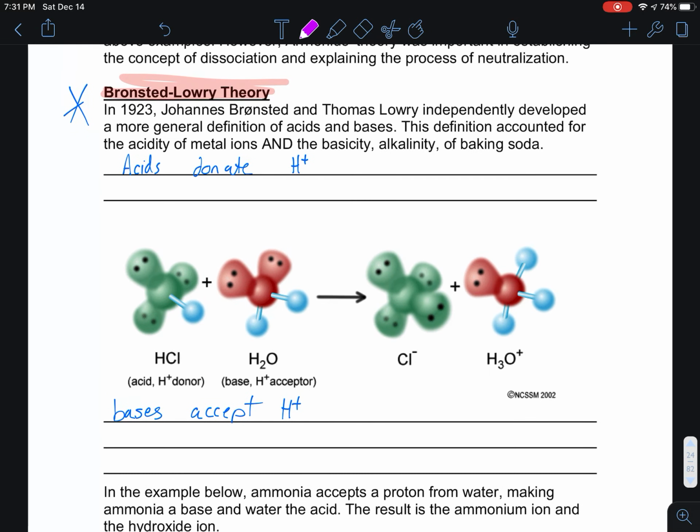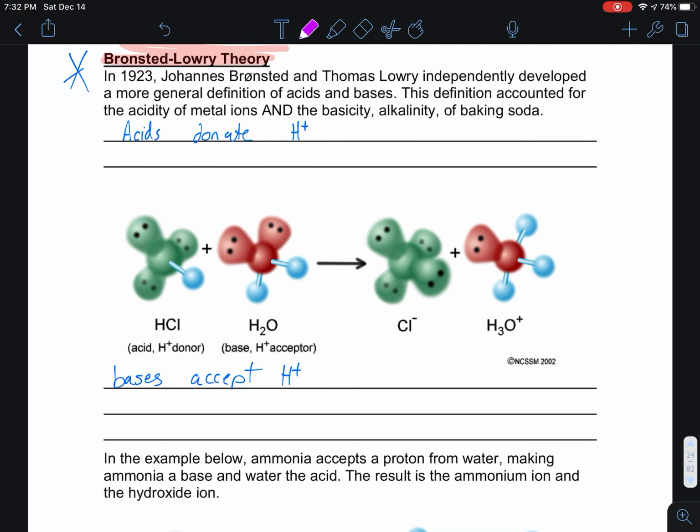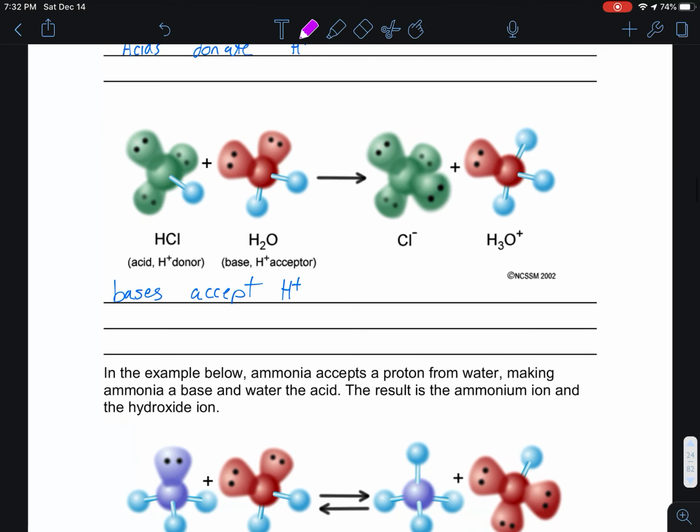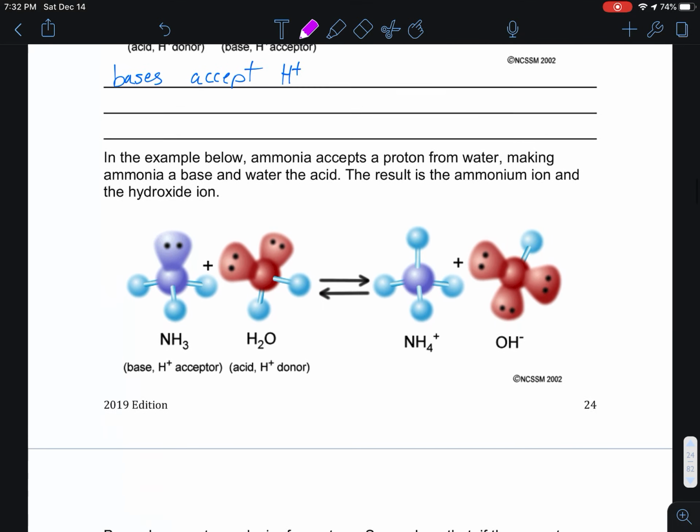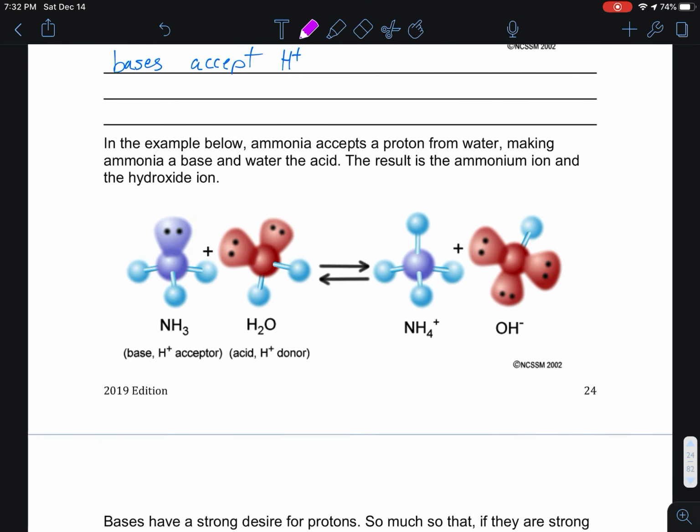So what's going on? So the Brønsted-Lowry definition was a little more useful. He says that acids are anything that donates a proton and bases are anything that accepts protons. This is a much more useful definition because it applies to essentially every situation that we can think of.